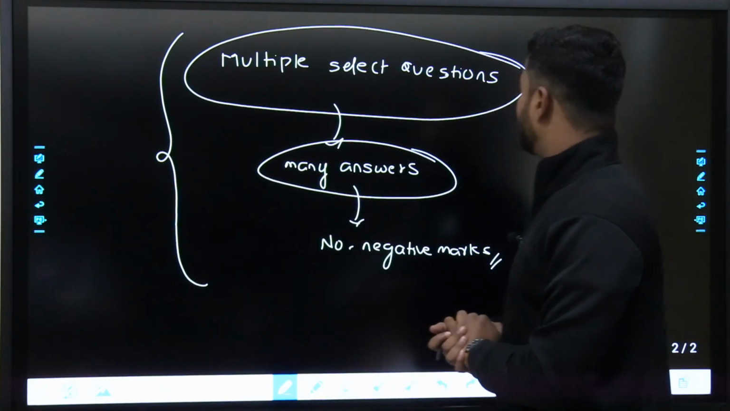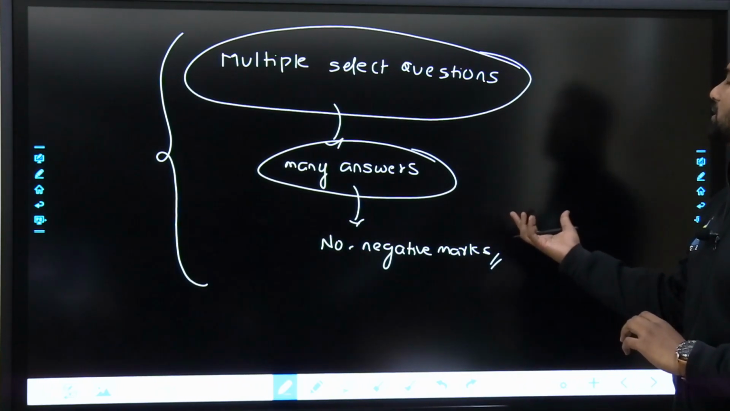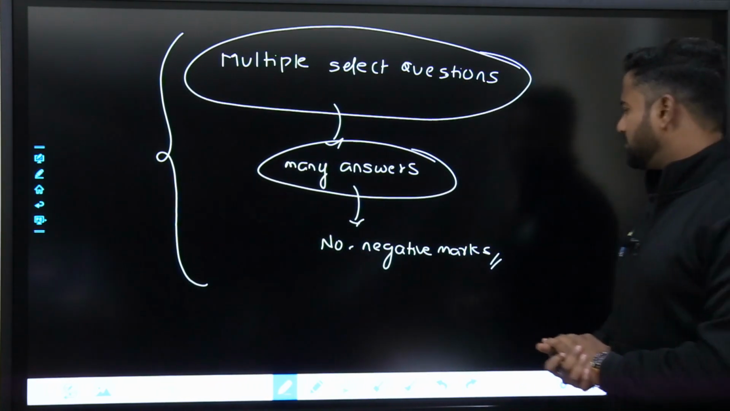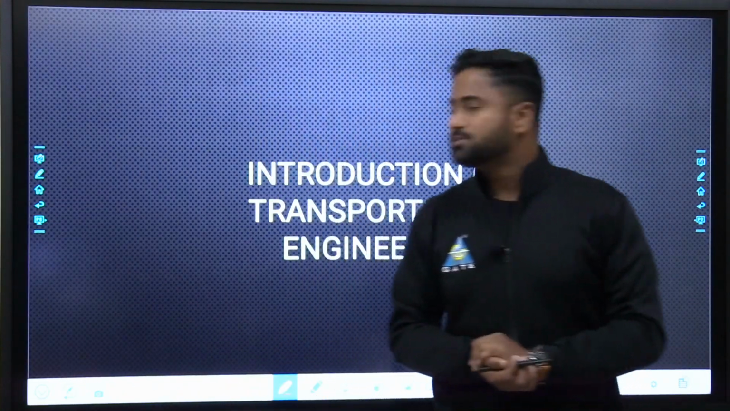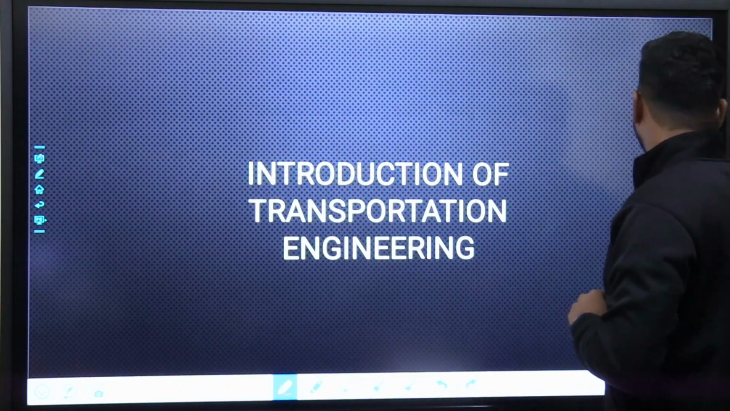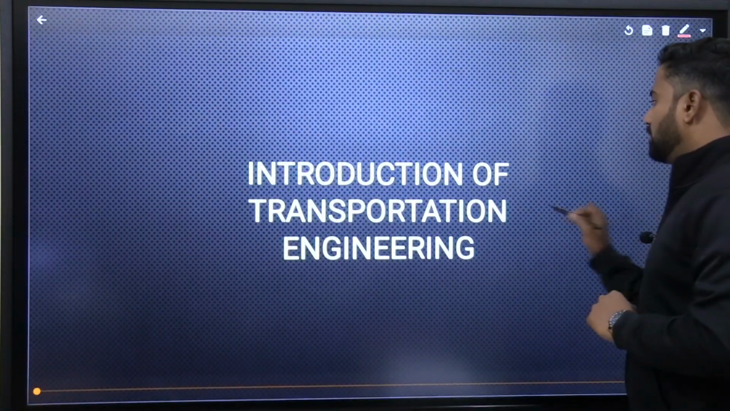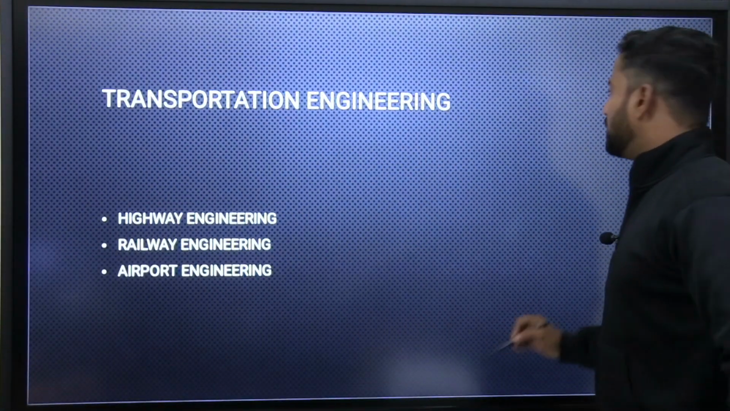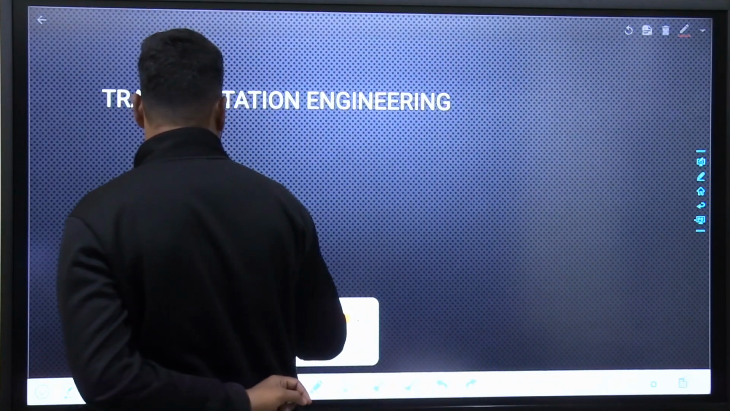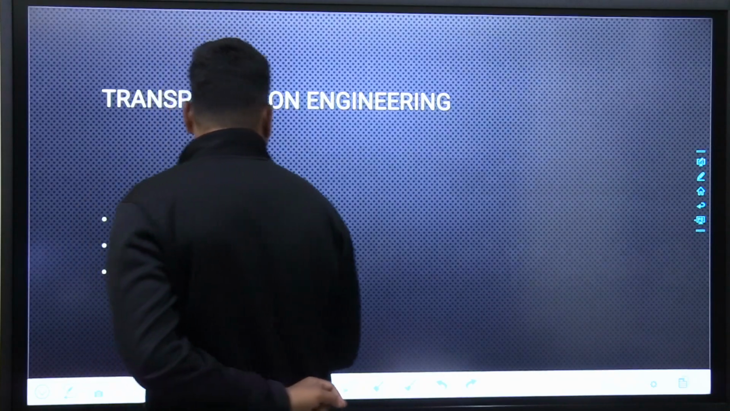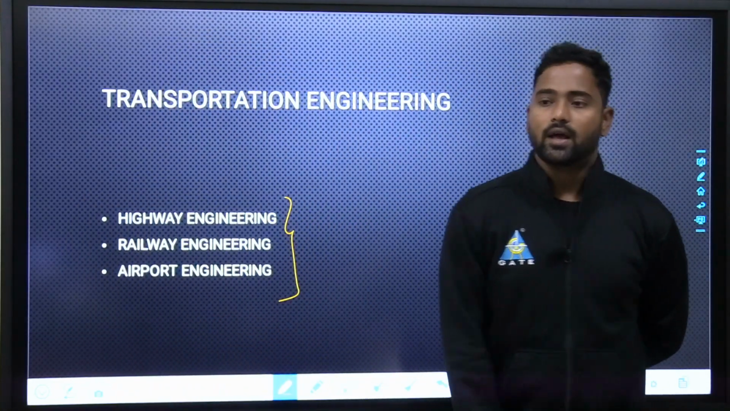So this is multiple select questions that we have seen. Coming to transportation engineering, generally in transportation engineering there will be three things: highway engineering, railways and airport engineering.